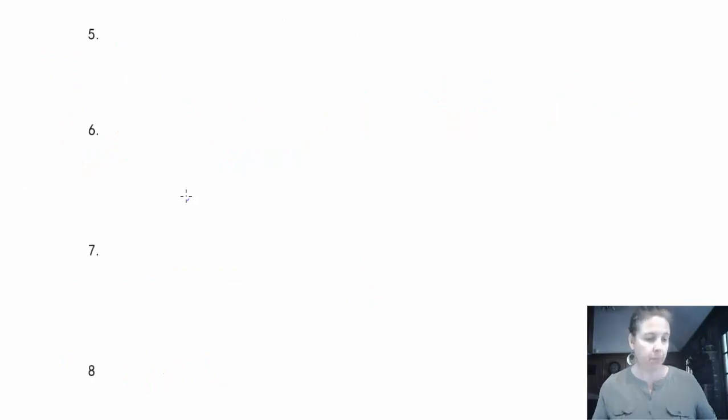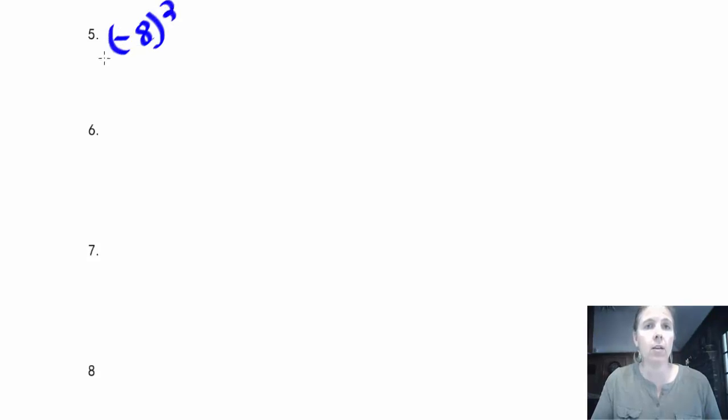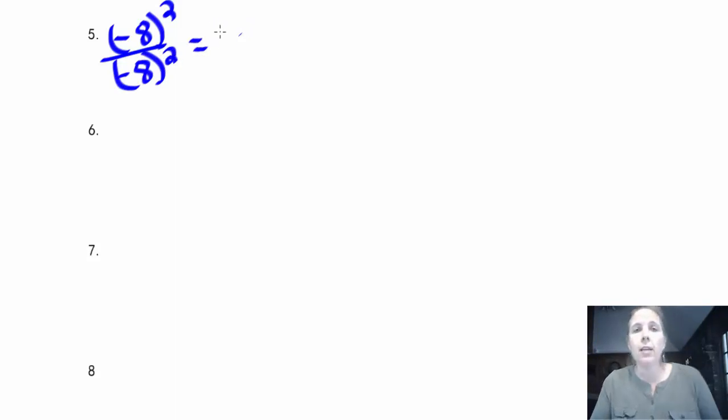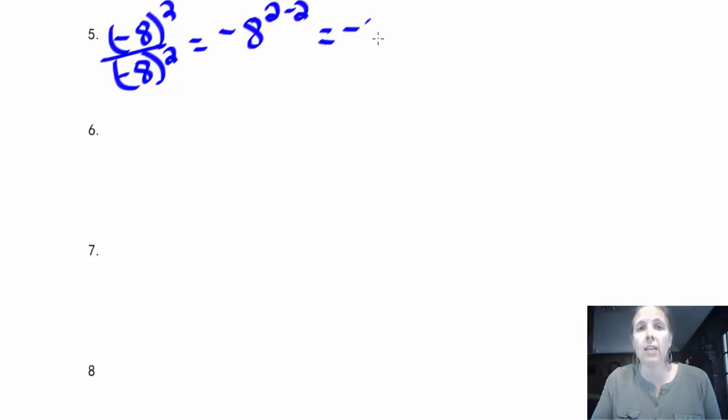Let's do a few examples of those. If we have negative 8 squared over negative 8 squared, hopefully we all know this is negative 8 to the 2 minus 2, which is negative 8 to the 0, which is just 1.